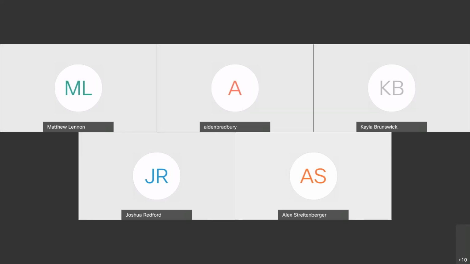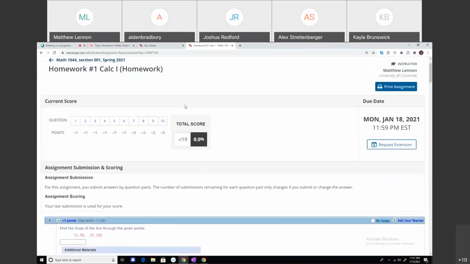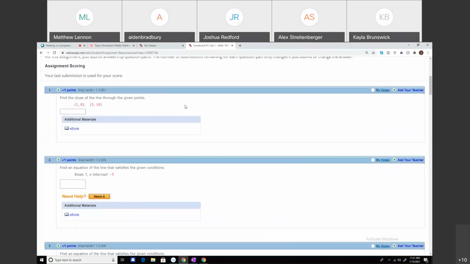Okay, so let's hop into homework number one. There are 10 questions, and all of them are from 1.3 on linear equations. These questions should be similar to yours, but the numbers are going to change for each student, so they won't be exactly the same. The methodology to complete the questions is what we're focusing on here.